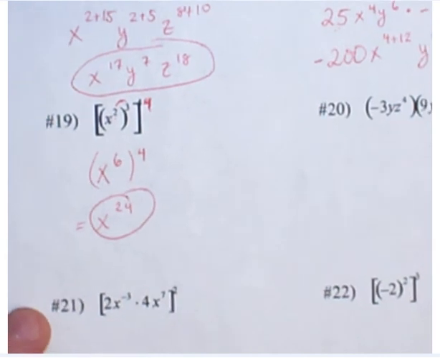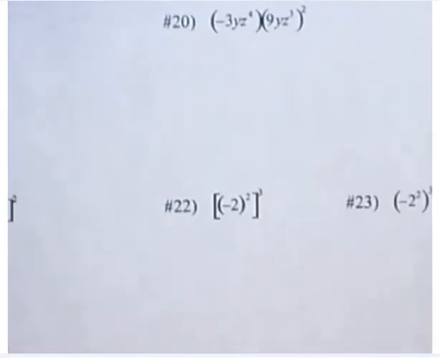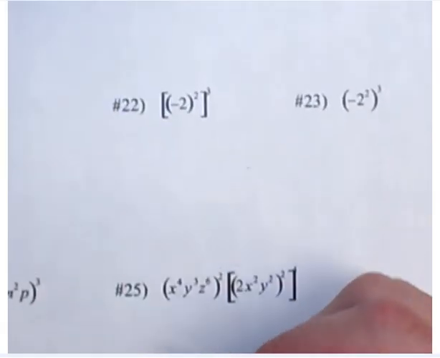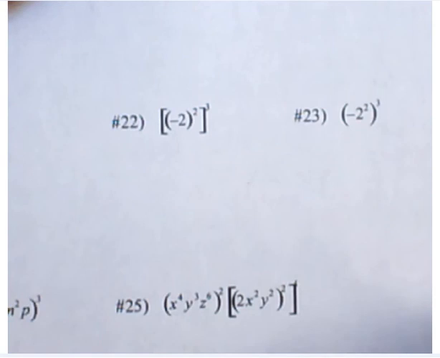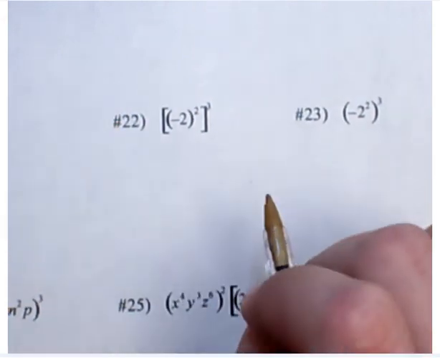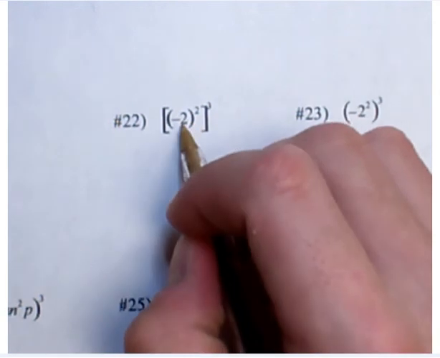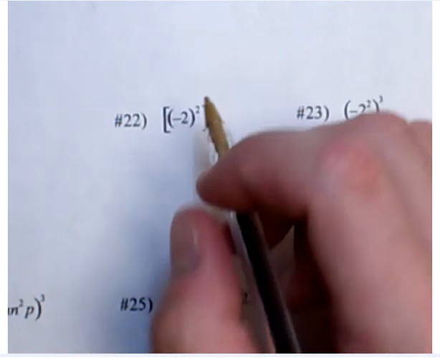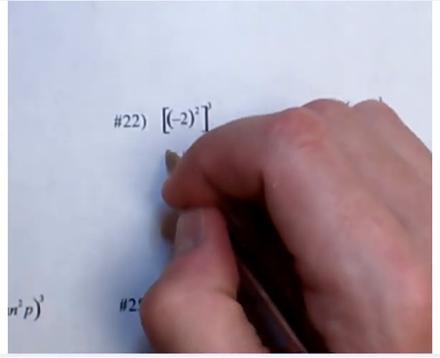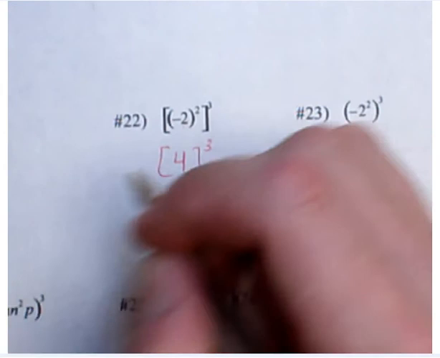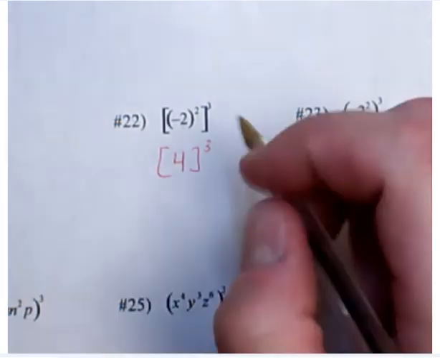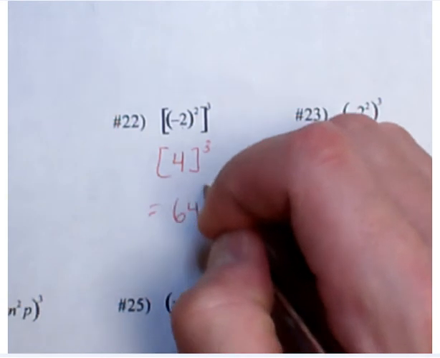Let's skip down here to number 22. 22 and 23. Now, these are interesting. They're shorter. And they're all numbers, no variables. So let's see here if we can figure this out. Let's work from the inside out. Negative 2 to the second. Now that's a negative times a negative, which is always a positive, so that's 4. And then raised to the third power. 4 to the third, 4 times 4 times 4 is 64.